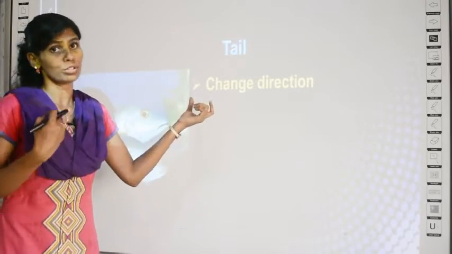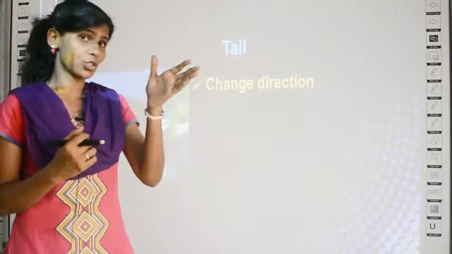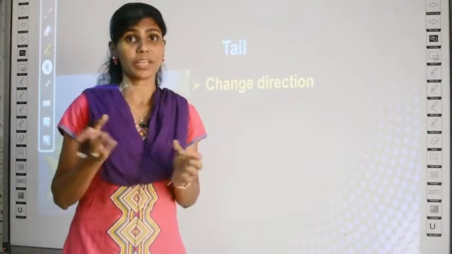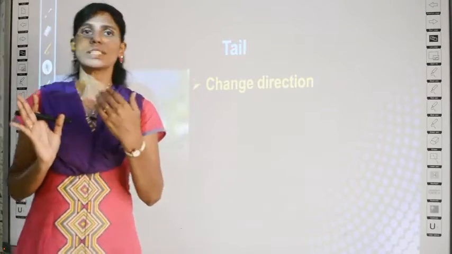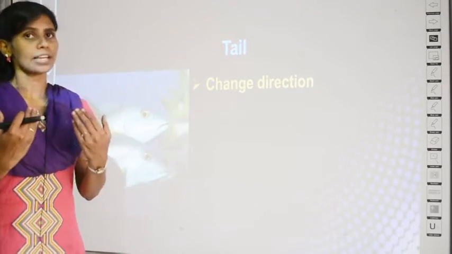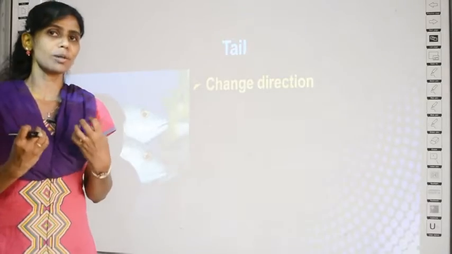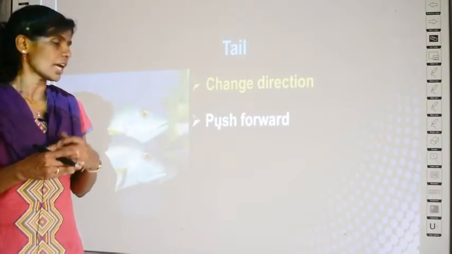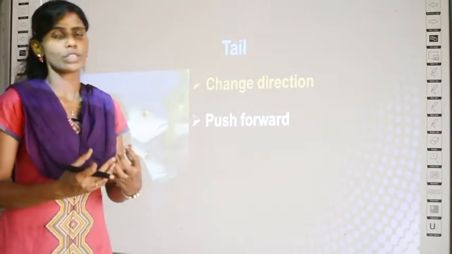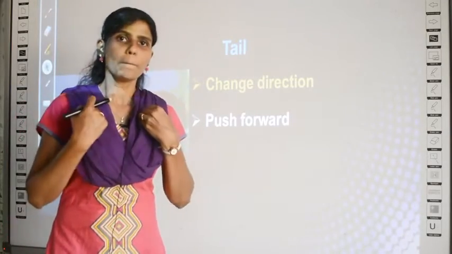It helps to change the direction. The fish changes its direction because when it changes the direction of the tail, the fish moves in a different direction. The direction in which the fish moves is controlled by the direction in which the tail is changed, and also the tail is the one which helps the fish to push forward.